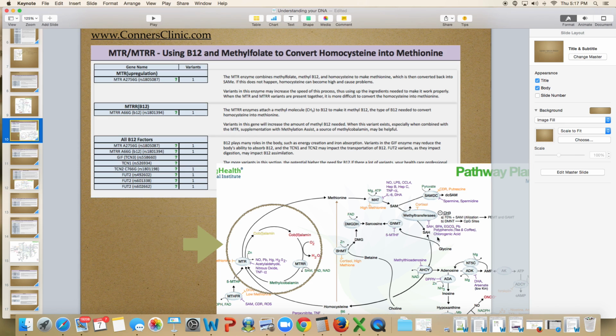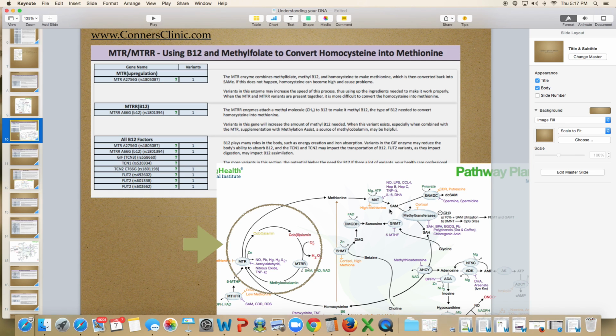Then it converts to SAH because it's all a balance. Oh, we got too much SAM, we're going to make SAH. That goes through the AHCY gene to homocysteine, and then homocysteine is shunted up. It's recycled again through the BHMT gene to methionine to make more SAM. And it's going in this pretty little circle. We're making SAM as we need to make SAM.